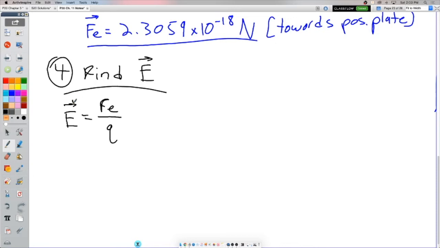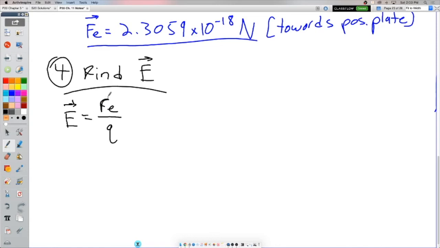So our force, yes, is towards the positive plate, but is our electric field going to be towards the positive plate? What kind of charge is feeling this force in this problem? An electron, right? So a negative charge. So that force totally would be towards the positive plate. However, our electric field direction is actually going to be towards the negative plate. You should never find yourself saying that the electric field is towards something positive, because that is never the direction a positive test charge would go.